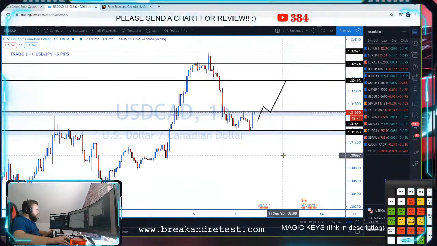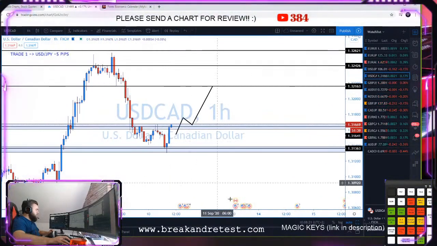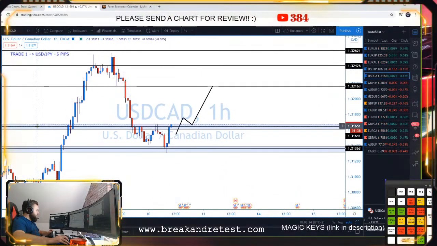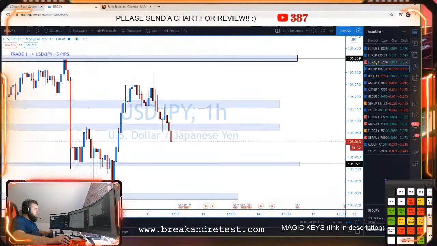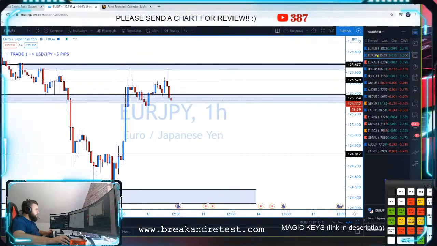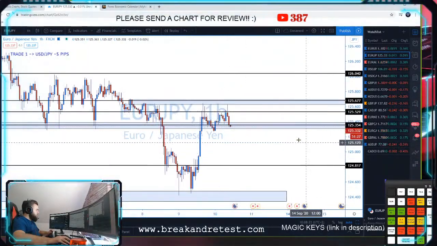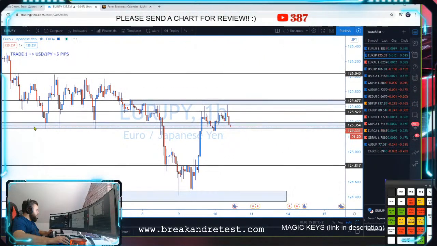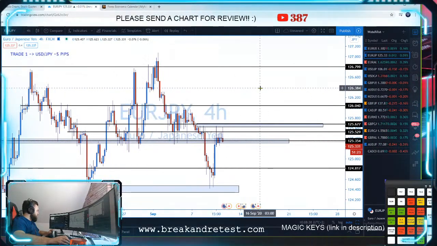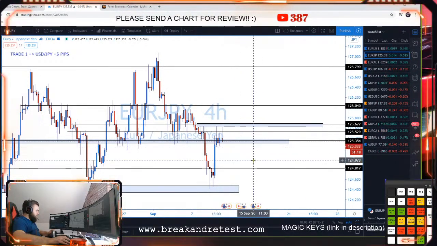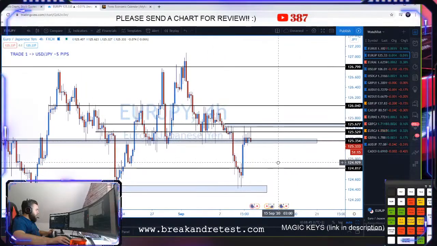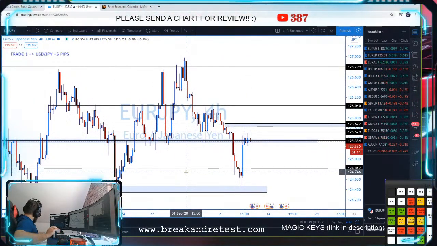USD CAD maybe in this hour is going to break, but the previous one was not a breakout. It didn't really close above, so we need more time here. EJ almost broke to the downside, but it couldn't. AUDJPY is no trade there. The 4 hour breakout on EJ would be perfect. That's what I would like here.